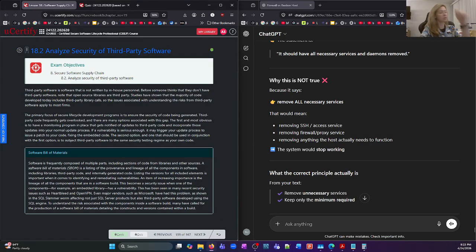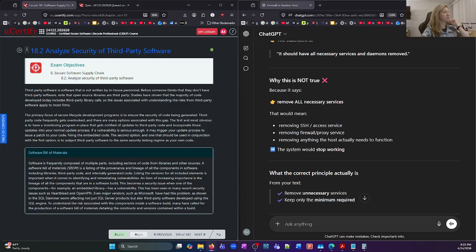In software, including libraries, third-party code, and internally generated code, listing the versions for all included elements is important when it comes to identifying and remediating vulnerabilities. An item of increasing importance is the lineage of all the components that are in a software build.